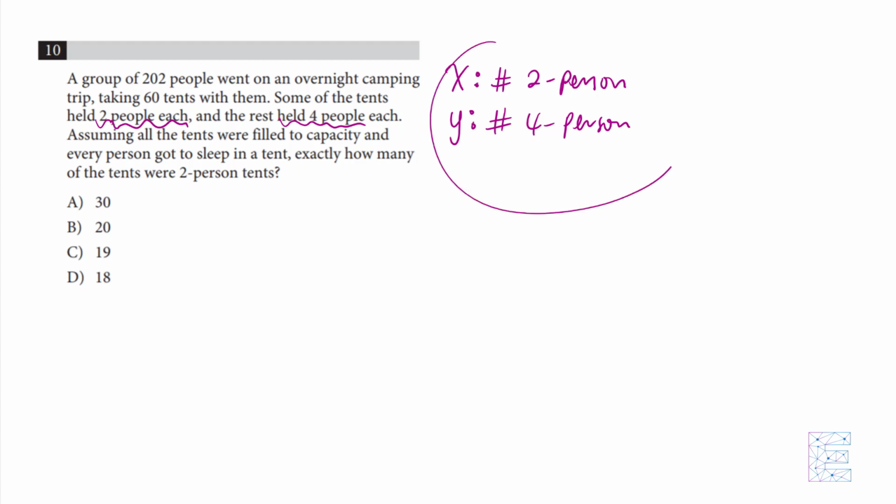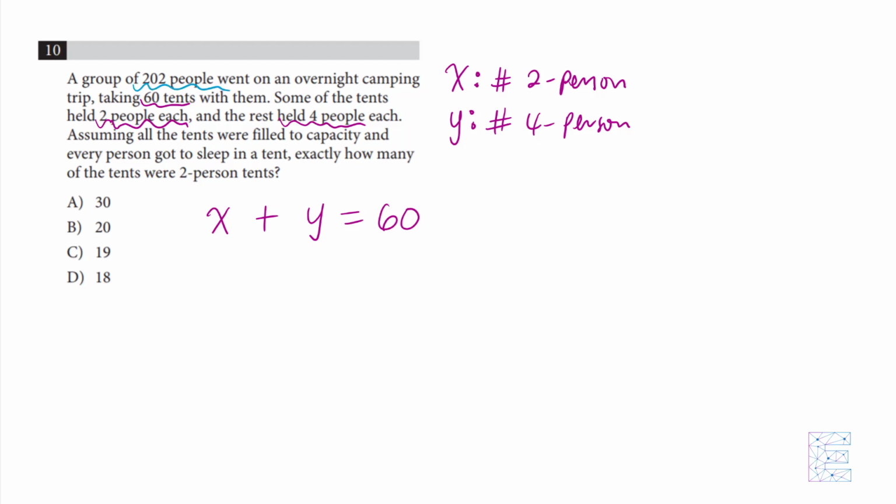So just counting the number of tents we have is our first equation. We know we have a total of 60 tents. So X, the number of 2-person tents, plus Y, the number of 4-person tents, gives us a total of 60 tents.